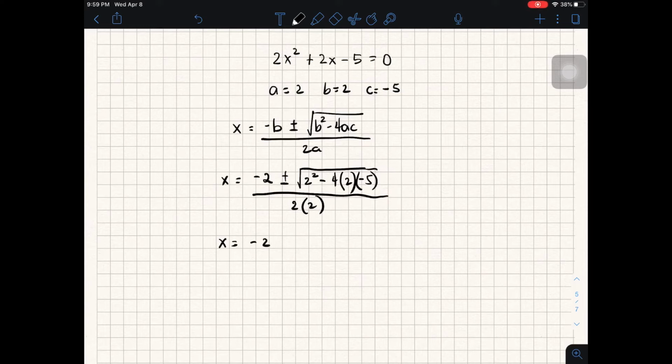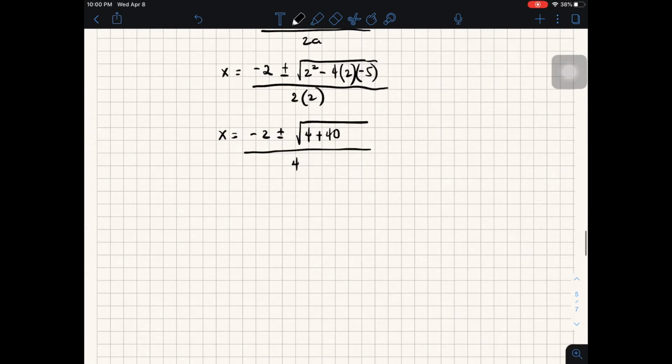So, this is negative 2. Continue natin. We need to simplify the radical part and your denominator. Positive negative square root of 4 minus, check muna natin. We have negative 4 times 2, which is negative 8, times negative 5. That will give you plus 40 over 4. And then, x is equal to negative 2, positive negative square root of 44 over 4.